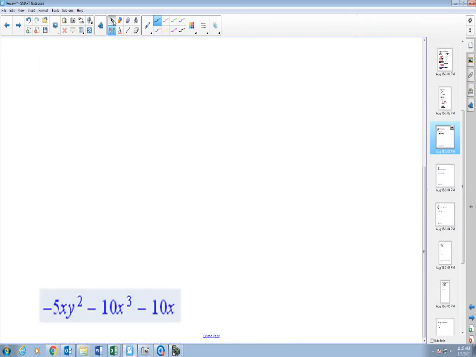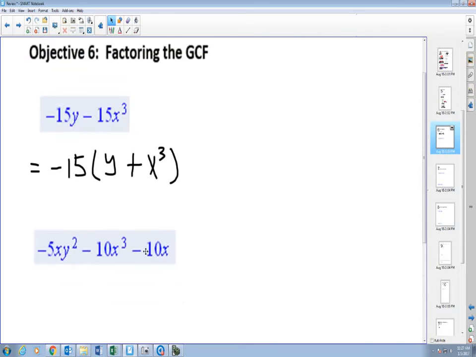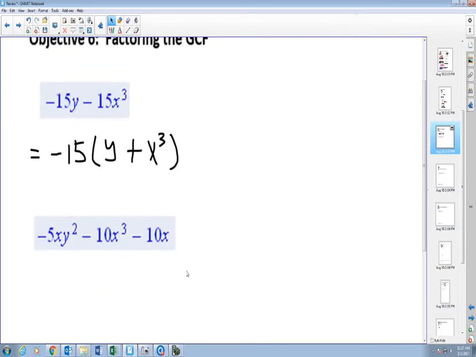Alright, let's try another one. Factoring out the greatest common factor. And the way I'm doing this is always number first, and I'm thinking about the variable. Between negative 5, negative 10, negative 10, I can factor out a negative 5. Alright, and the way we look at the variable is make sure your variable you're going to factor out is actually repeated between all your terms. Alright, since x is repeated between all three terms, we're going to pick the smallest exponent. Smallest exponent is 1, so I will factor out negative 5x. The y did not repeat in all three terms, so I cannot factor out a y.